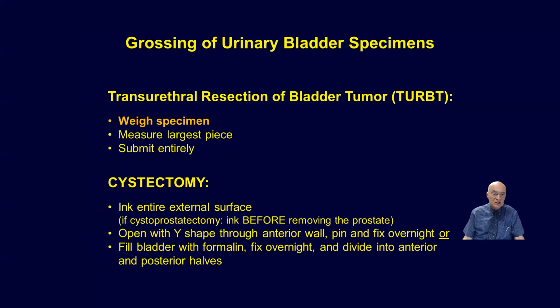And in the case of cystectomies, it's very important to ink all the external surface to be able to assess the margins, and then open the specimen anteriorly with a Y-shaped incision. And then after you have opened the specimen and taken the pictures, you can fix it overnight to be able to do these sections. Don't cut the specimen more during the stage that is fresh, because it can produce very irregular sections.